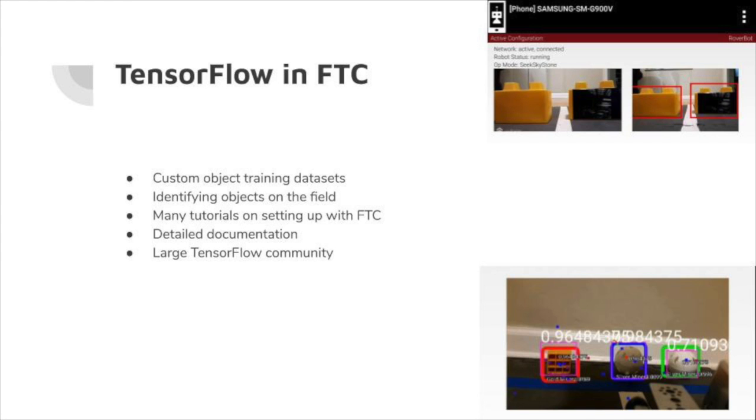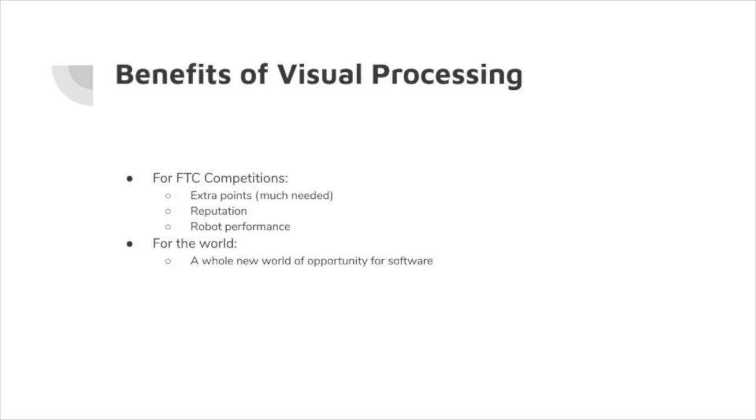In FTC, TensorFlow can be used to do object detection of pieces on the competition field. Since TensorFlow has been used in the past to do object detection, there is a large online backing of documentation of past experiences and people who have used TensorFlow in the past with FTC. The benefits of using visual processing include acquiring much needed extra points during competition, being one of the few teams that use visual processing, and overall improving the robot's performance during the competition.